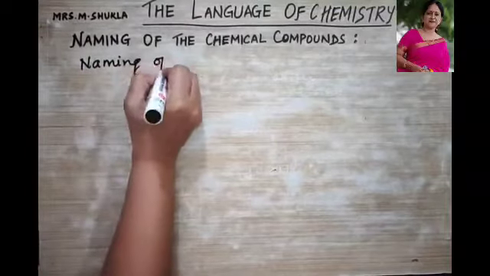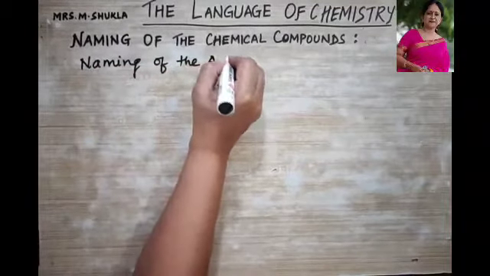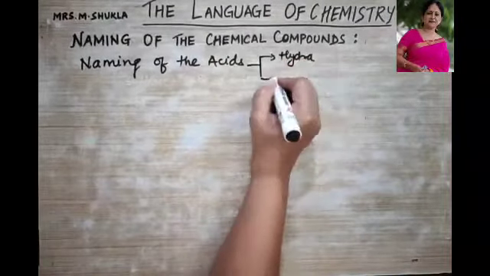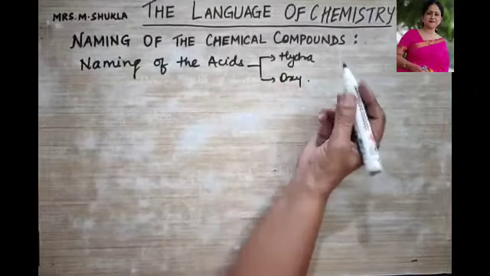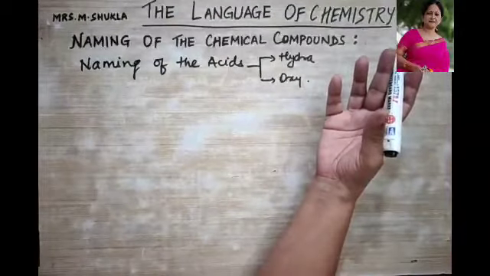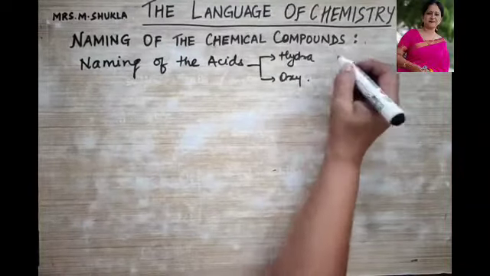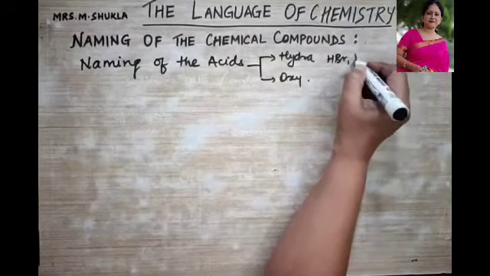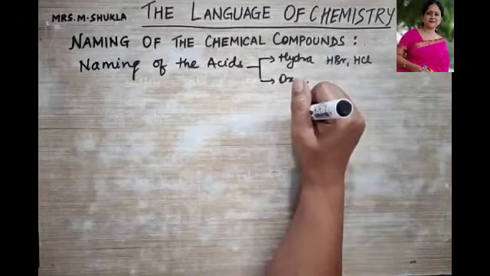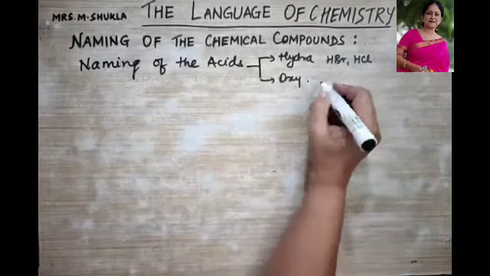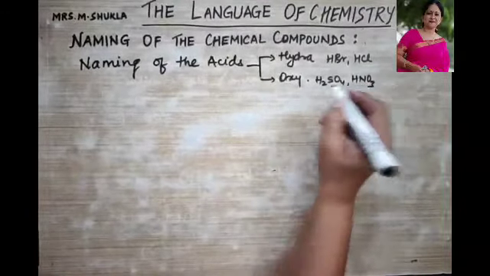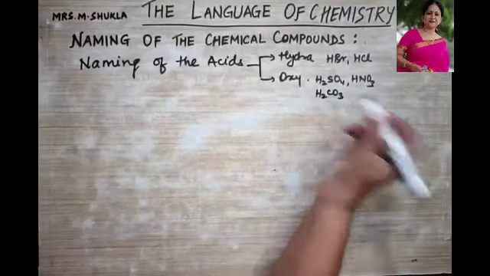Naming of the acids. You know, acids are of two types. One is hydra acids and one is oxy acids. You must be wondering what are hydra and what are oxy. All those acids which do not contain oxygen, they are called hydra acids. For example, HBr, HCl, right? And the acids which contain oxygen, they are called oxy acids. For example, H2SO4, HNO3, or you may say H2CO3, and so on.